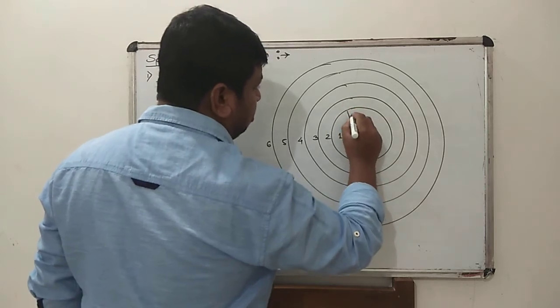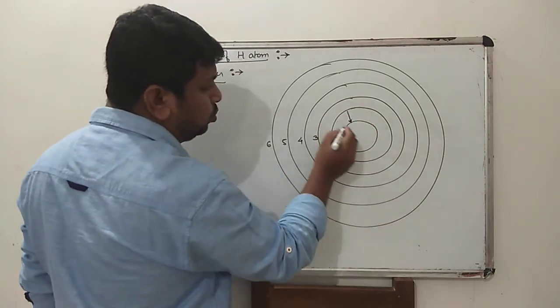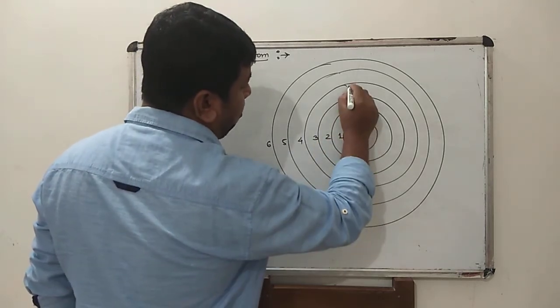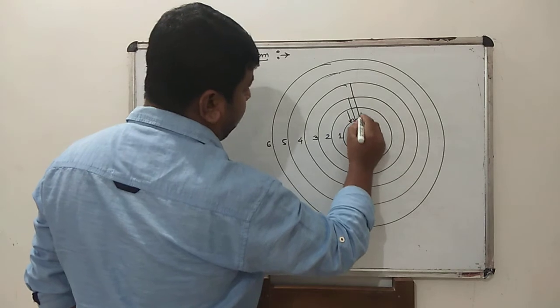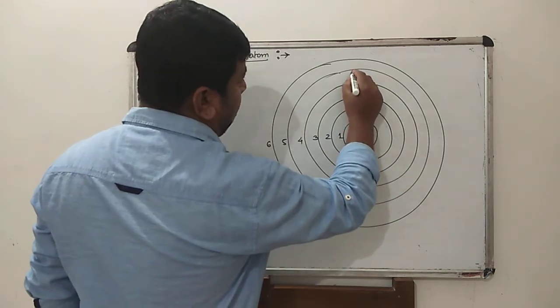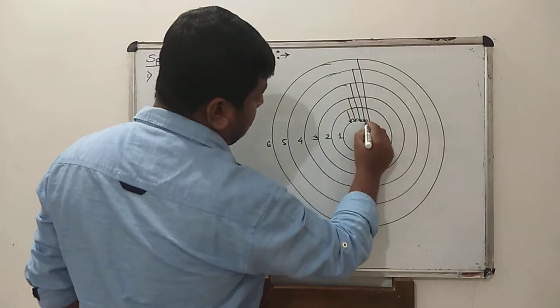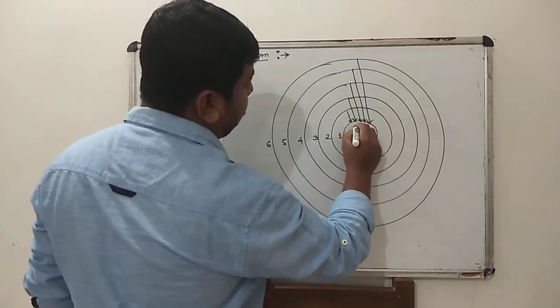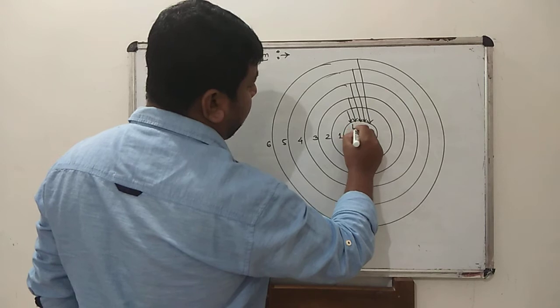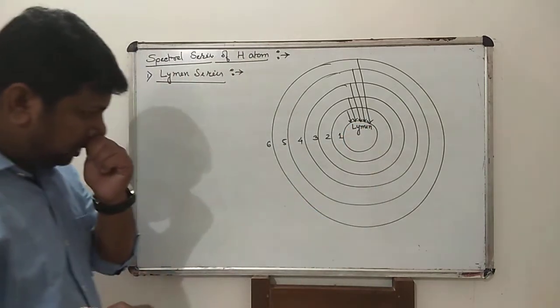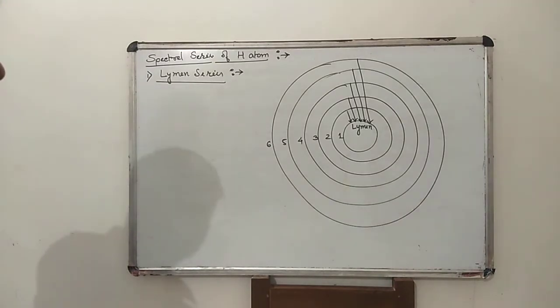Like this. These transitions occur from higher energy level 2 to 1. Next 3 to 1. Next 4 to 1. Next 5 to 1. Next 6 to 1. This is the Lyman series. Transitions occur from higher energy levels.